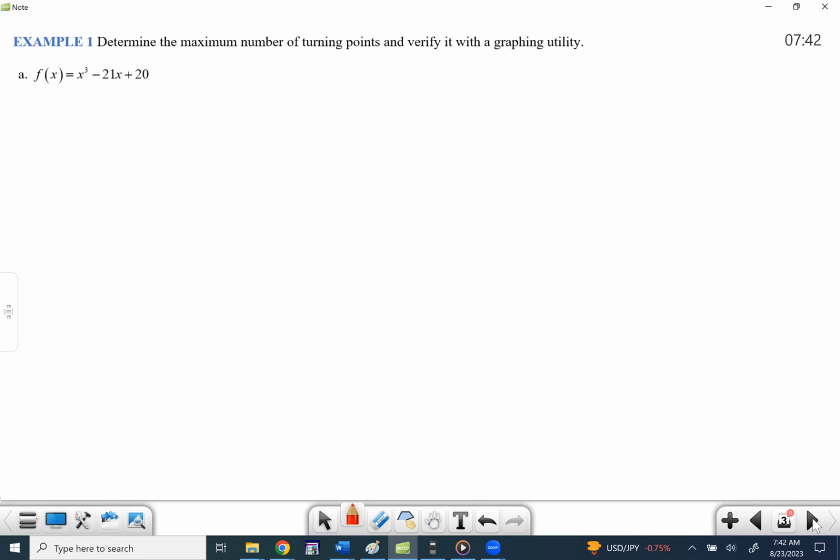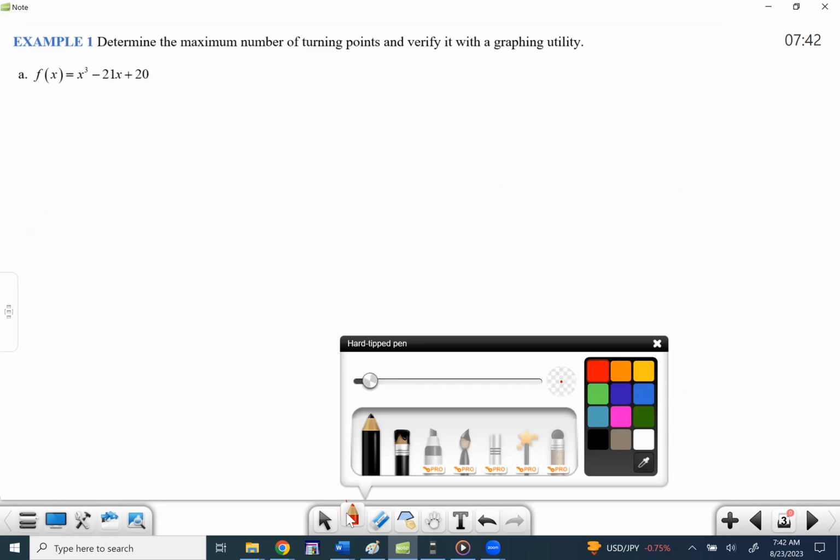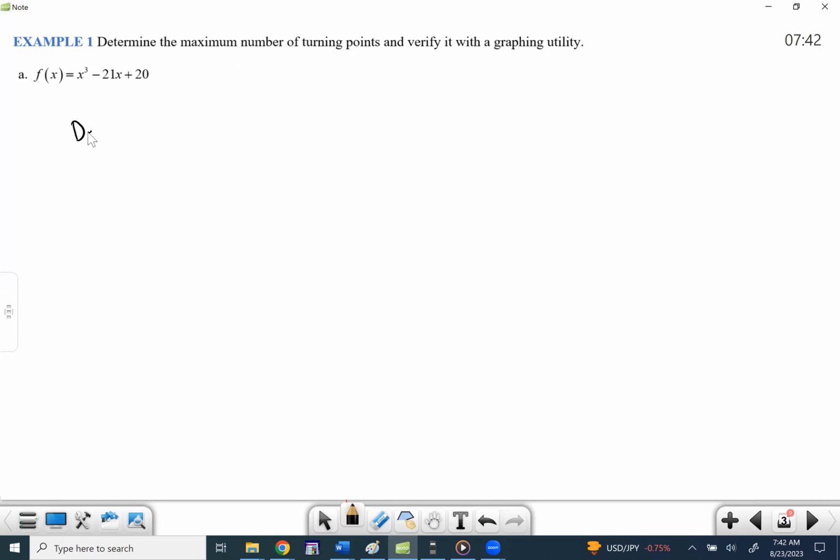Okay. Determine the maximum number of turning points and verify it with the graphing utility. So we're going to go through these super quickly. Okay, the degree for this is degree 3, right?